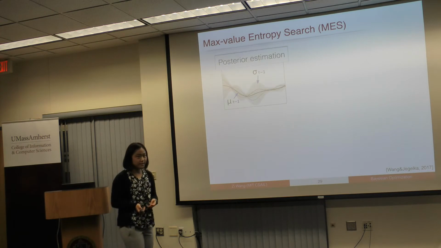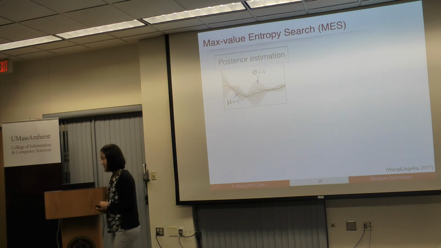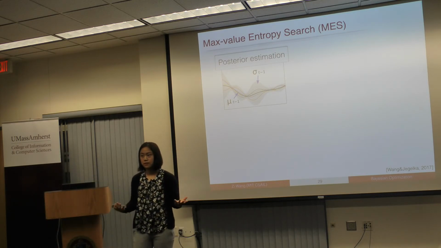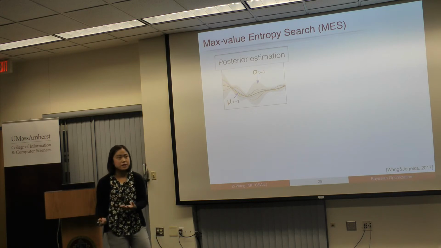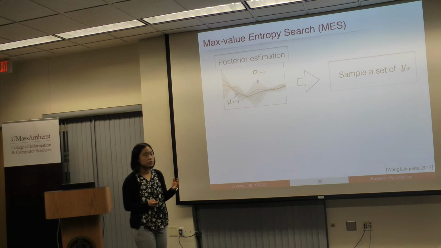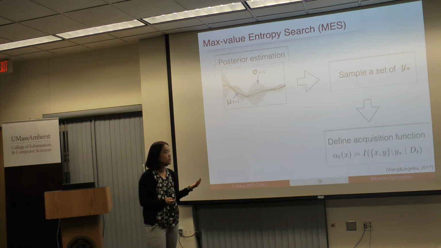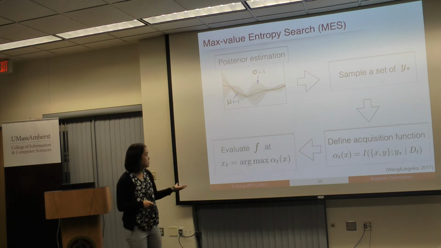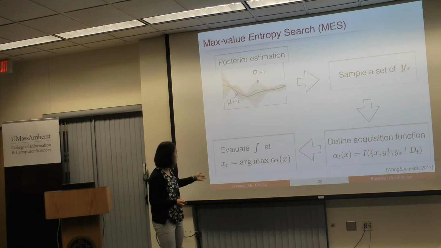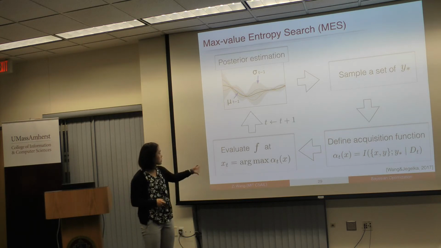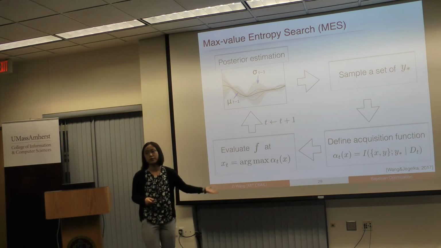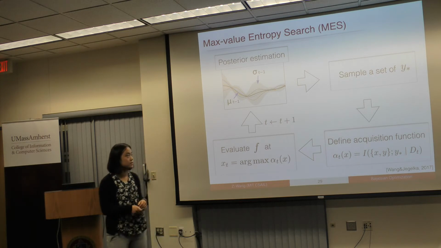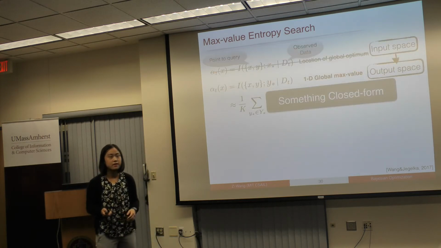All right, so let's try to put this together and see how this particular approach works. Basically, once we have some observations for the function, we do the posterior estimation. And given the posterior estimation, we can sample a set of those y stars. And then we can use those y stars to define our acquisition function. We can maximize our acquisition function in our iteration and get the xt, evaluate the function at this particular xt, and then put that particular evaluation back to the set of all the observations we have. So this is how this particular approach works.